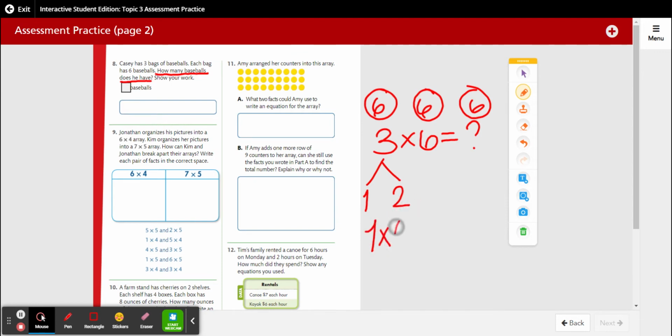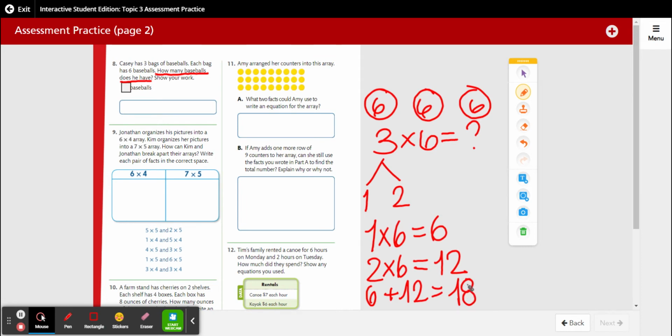So 1 times 6 equals 6. And 2 times 6, I know my 2's facts, those are easy. It's just double 6. So 2 times 6 equals 12. And 6 plus 12 equals 18. So the answer is 18, but I'm not finished yet, baseballs. And it says, show your work. So I'm going to want to see your work either on another piece of paper, or somehow you can fit it all in the box right here for problem number 8.